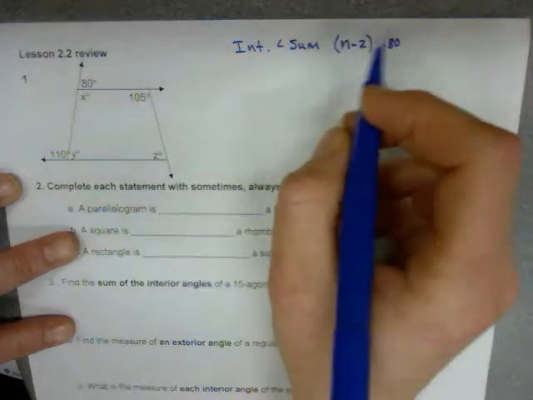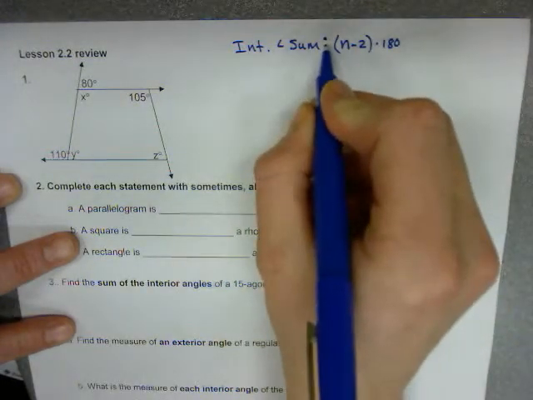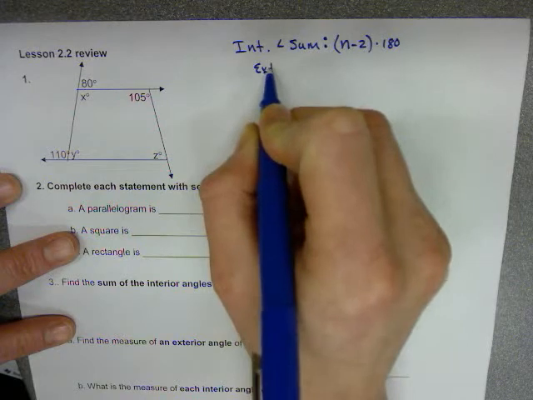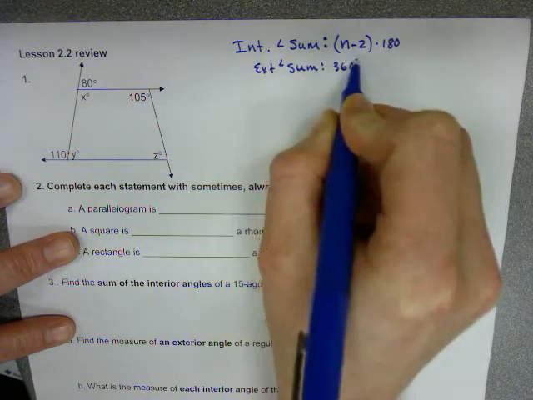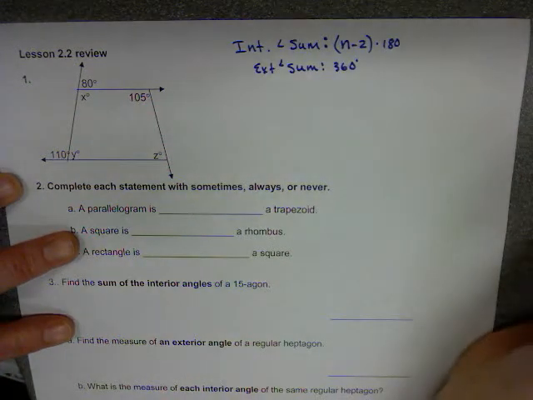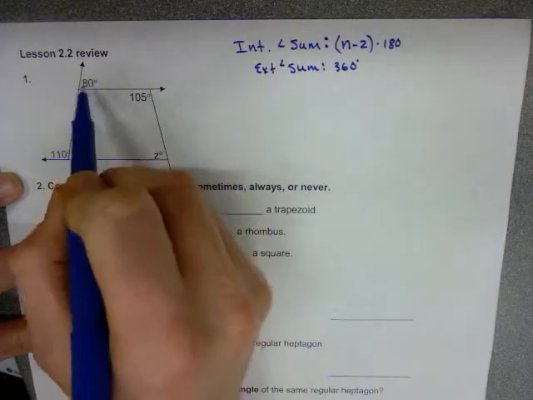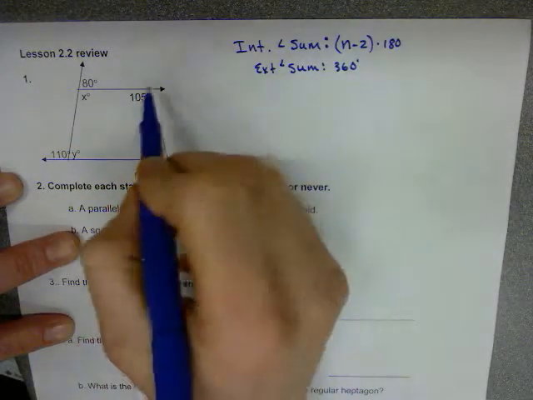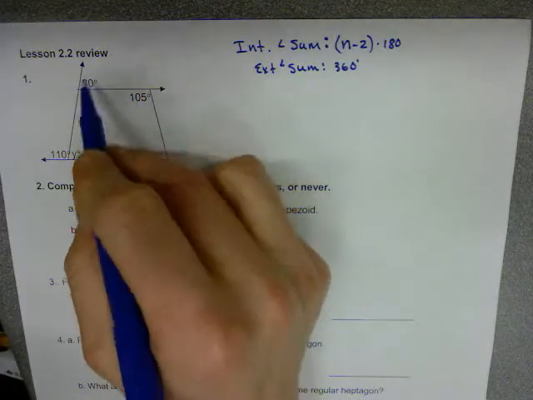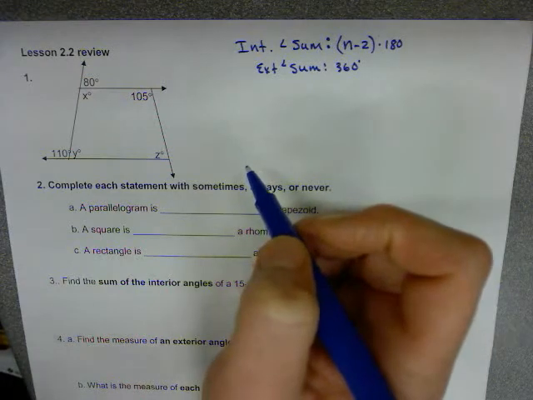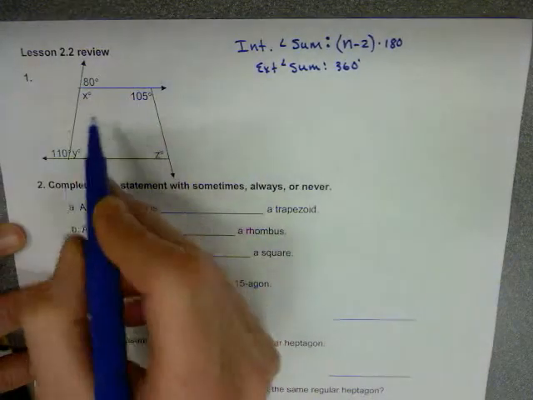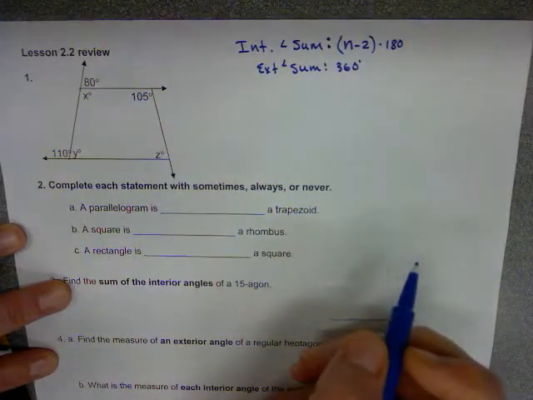Now, the other key to remember is that the exterior angle sum is always 360 degrees. It never changes. No matter what shape it is, it's 360 degrees. So what that means is, for the exterior angles, if I added 80, 110, whatever this angle down here is, and whatever this angle here is, that would always add up to 360 degrees. Okay, so with that said, we need to find out what all these angle measures are.